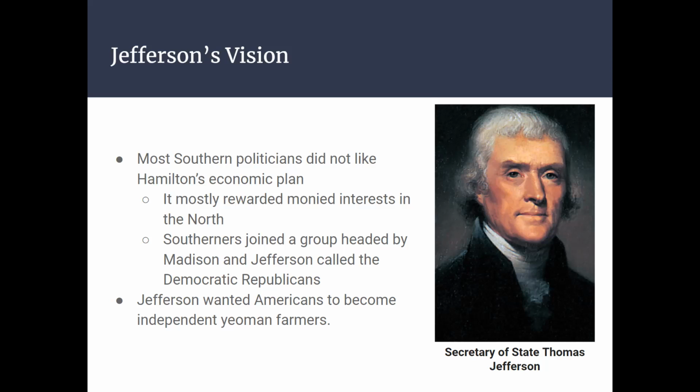Jefferson himself owns a farm, a plantation farm. However, he also owns over 200 slaves.